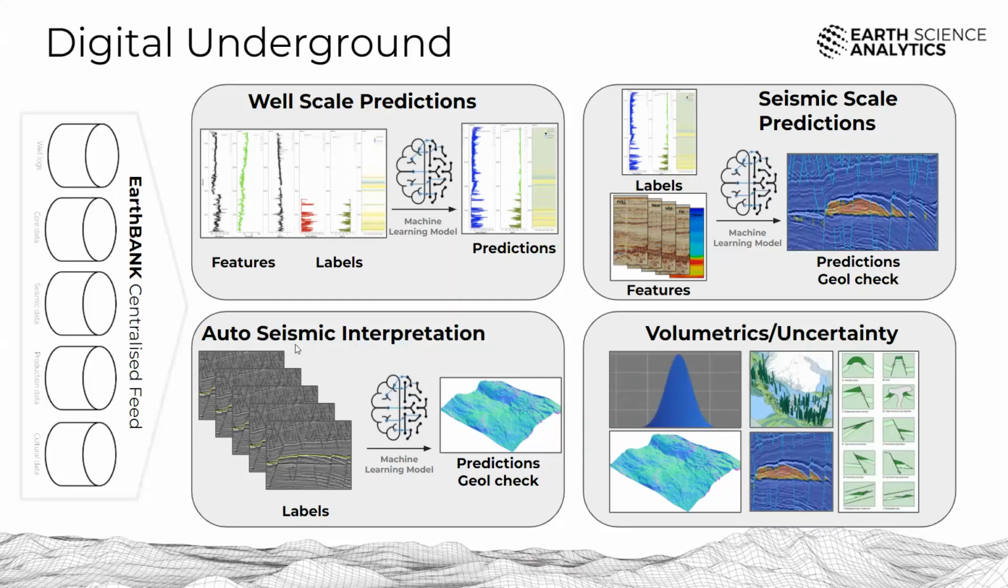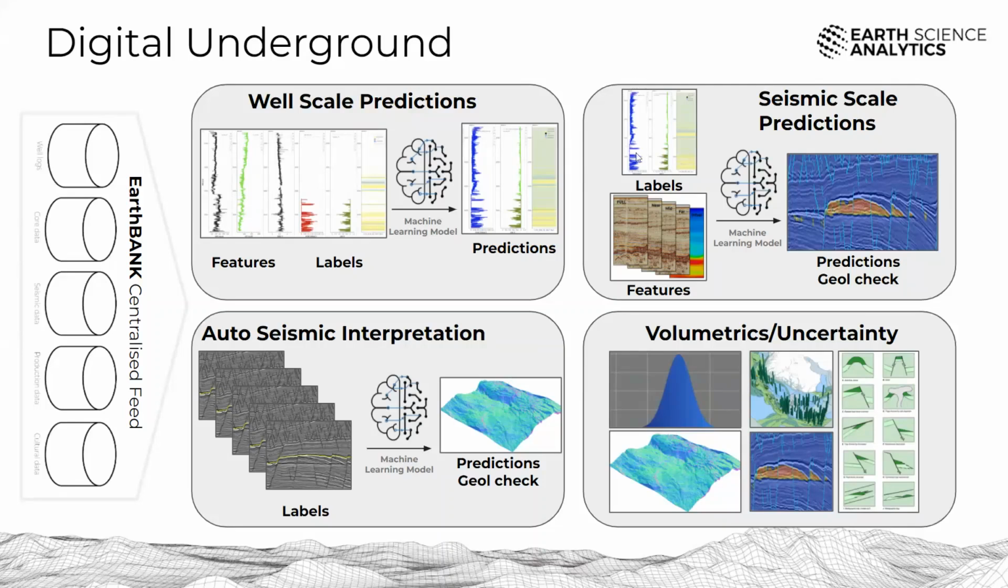Our features are the wireline logs, and our labels are the CPIs of, for example, porosity, water saturation, and lithology labels gleaned from completion logs, for example. We then train our models, and once we're happy with our models and it's been through a geological sense check, we can then predict on the whole of the data set, which gives us predictions of, for example, water saturation, porosity, and lithology. These predictions are then used as labels along with the CPIs in our seismic scale predictions.